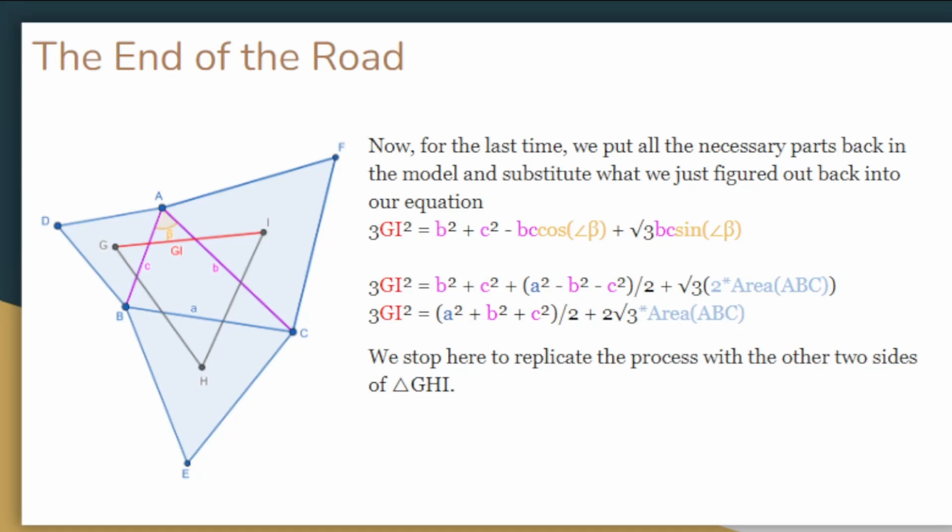So now, 3 times GI squared equals b squared plus c squared plus a squared minus b squared minus c squared over 2 plus the square root of 3 times 2 times the area of triangle ABC. And this might seem complicated, but this is fine. We'll stop here and we'll try to replicate the process with the other two sides of our theoretically equilateral triangle.